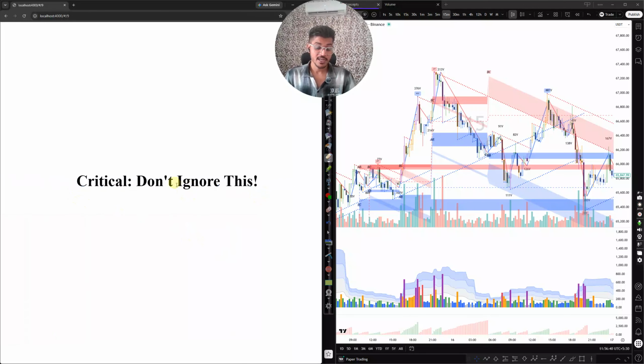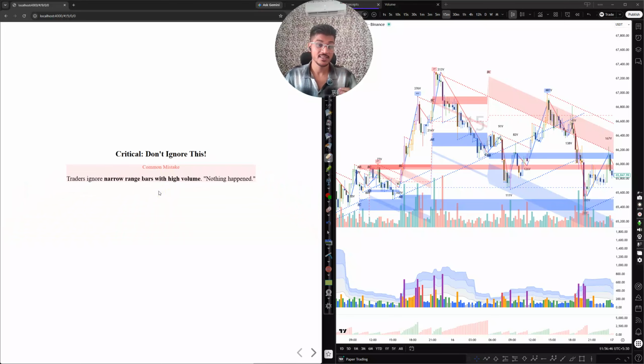All right, so a critical point that you don't want to ignore is that most traders ignore the narrow range bars with very high volume, and they think nothing happened. But something did happen, right? Because we know that the institutions leave their tracks with very large volume. So high effort, small result means there is absorption happening. And this is one of the most important signals you can find in the market. Okay, and let me show you.